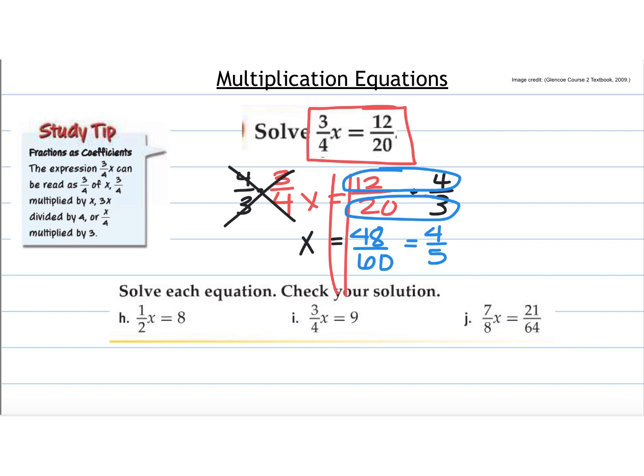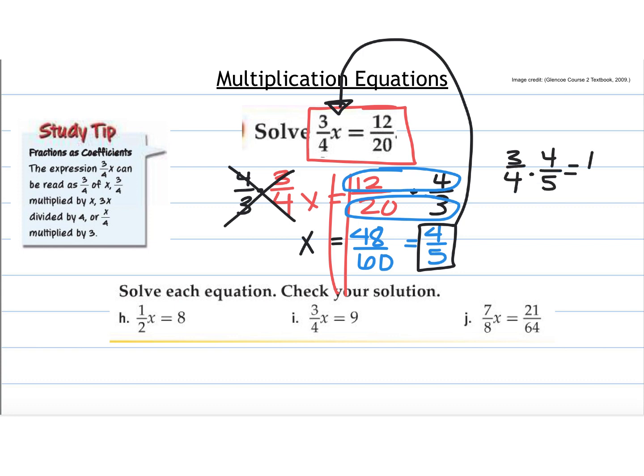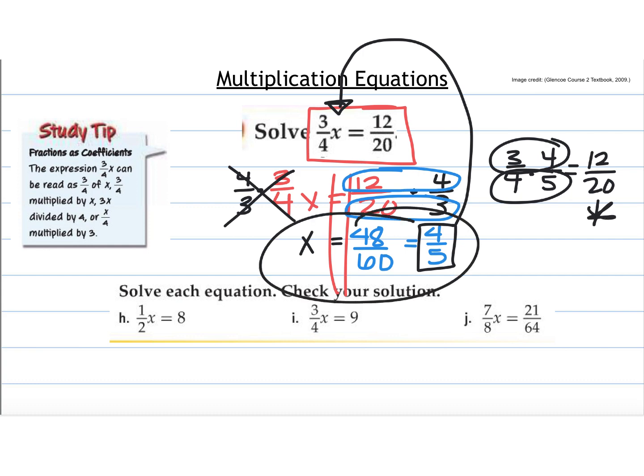Then what I'm going to do, and I ran out of room, so I'm going to do my check over here, but I'm going to take 4/5 and I'm going to put it back into the equation and make sure it works. So I want to make sure that 3/4 times 4/5 does equal 12/20, and 3 times 4 is 12, 4 times 5 is 20, so that works. So then I know that x does equal 4/5. Let's do another one together, or if you feel ready to pause and go ahead and do all the ones down here and then check, you could do that as well.